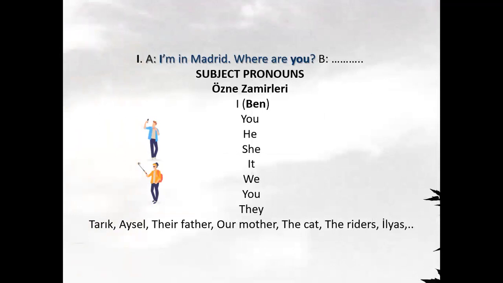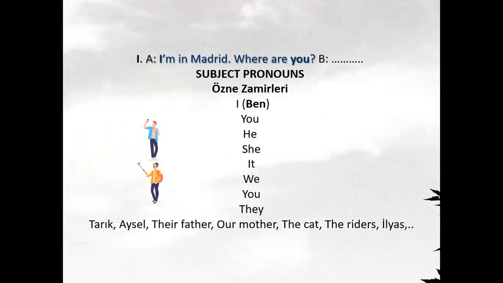Okay, let's start with the first column, and you know it very well. We started our program in the first lesson, for example. We made sentences like this. I am in Madrid. Where are you? Yeah. I, subject pronoun. I, you, he, she, it, we, you, they. I am in Madrid. Where are you?